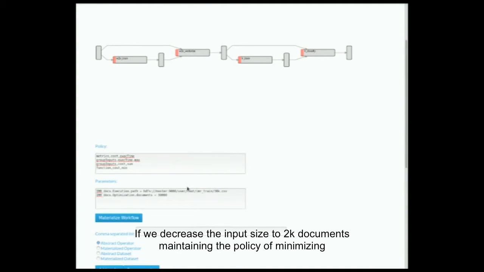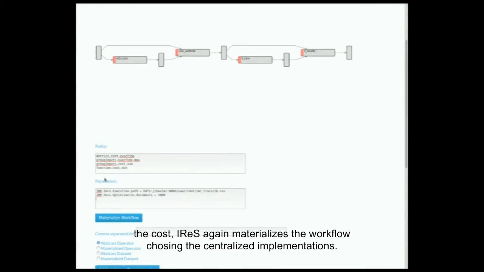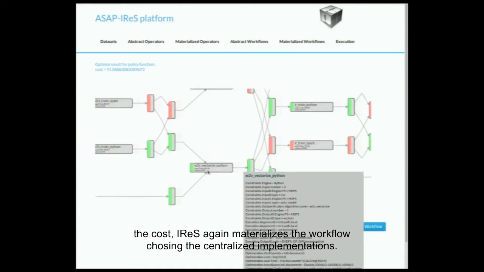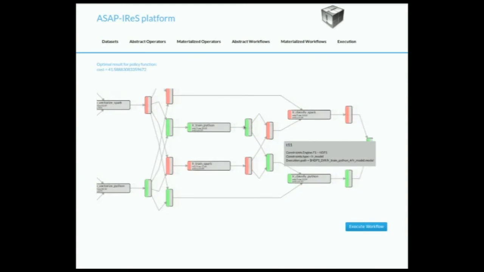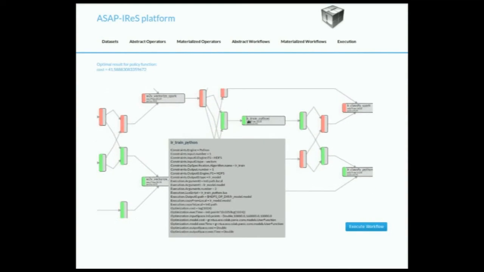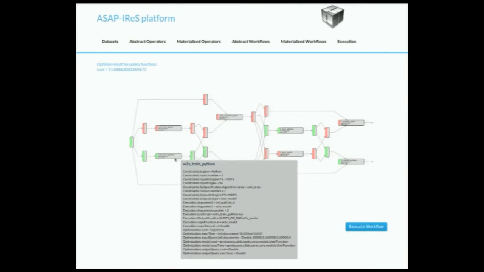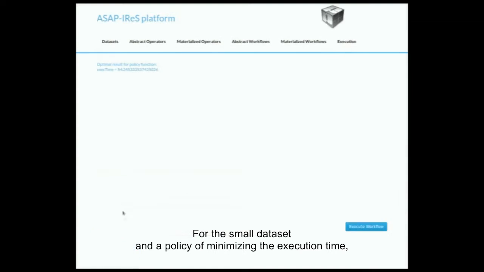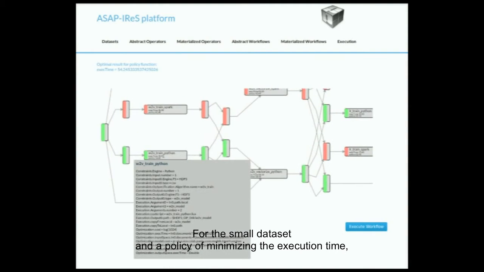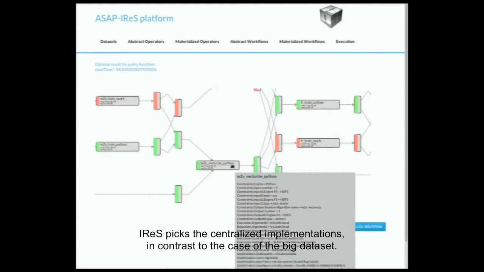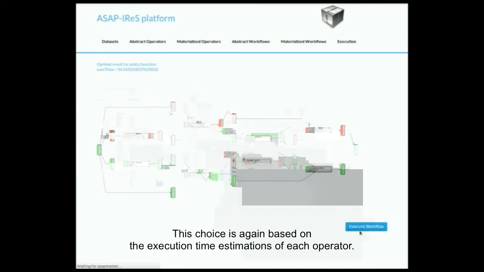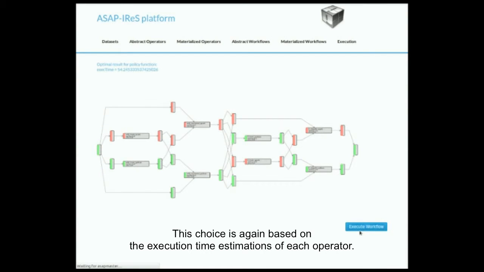If we decrease the input size to 2,000 documents, maintaining the policy of minimizing the cost, IReS again materializes the workflow, choosing the centralized implementations. For the small dataset and a policy of minimizing the execution time, IReS picks the centralized implementations, in contrast to the case of the big dataset. This choice is again based on the execution time estimations of each operator.